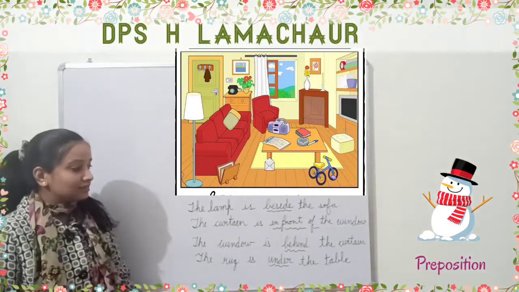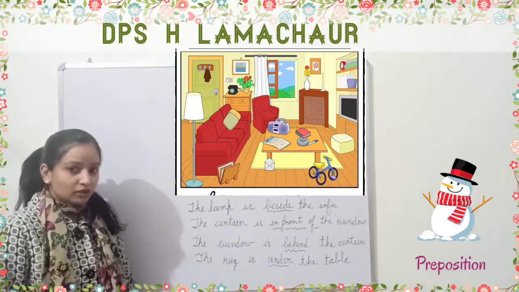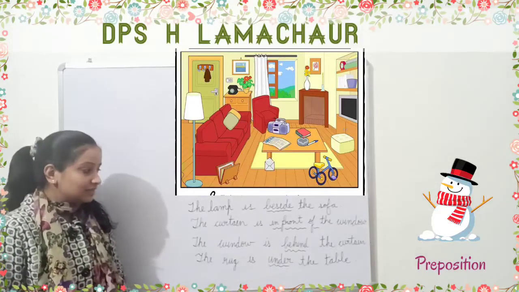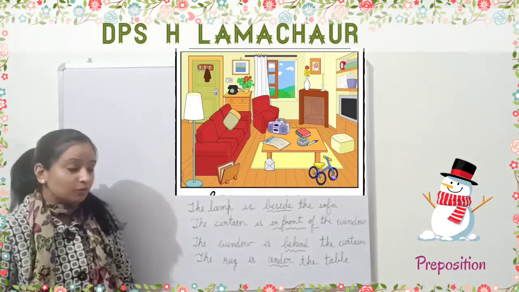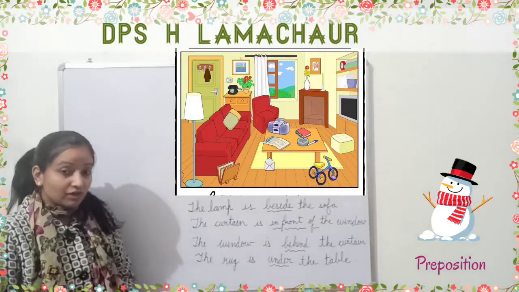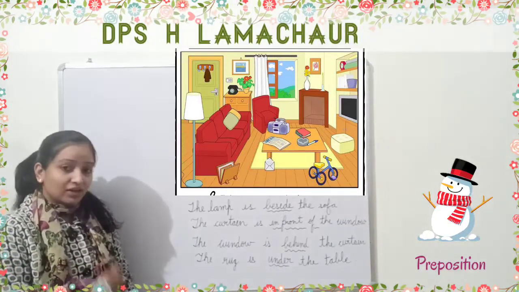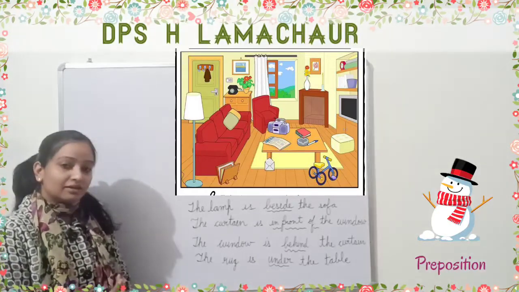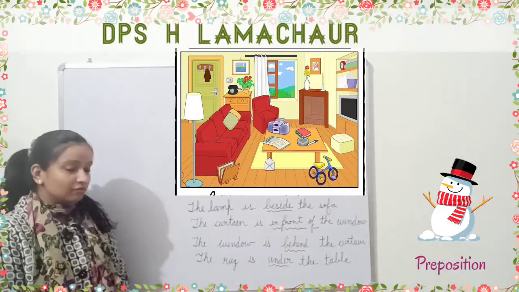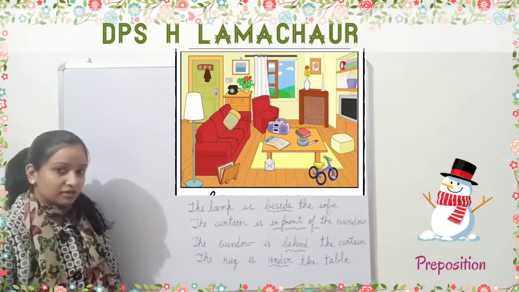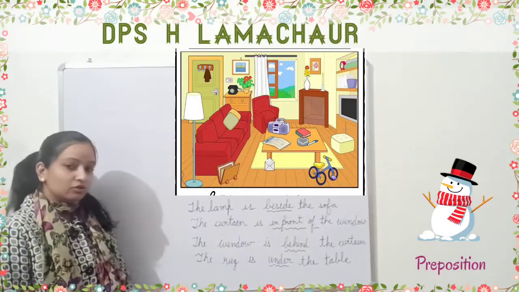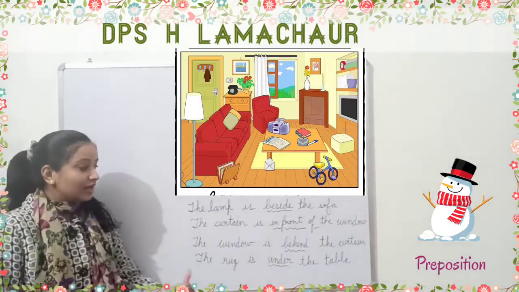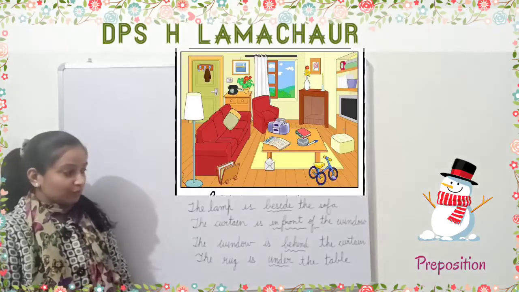The curtain is dash the window. So as you can see here, the curtain is before the window. First the curtain is there and at the back the window is there. So we can say that the curtain is before the window. In such cases, instead of writing before we use in front of. So the curtain is in front of the window.